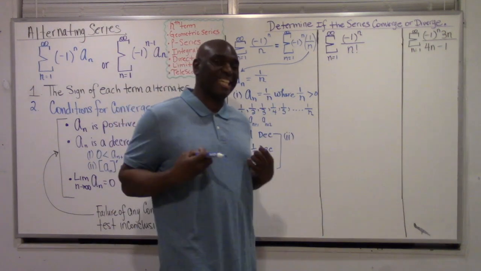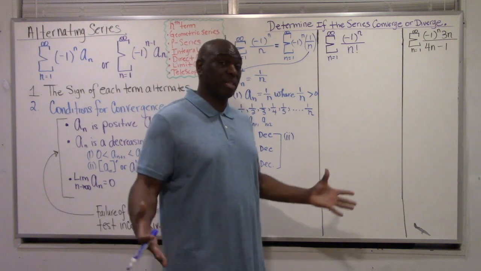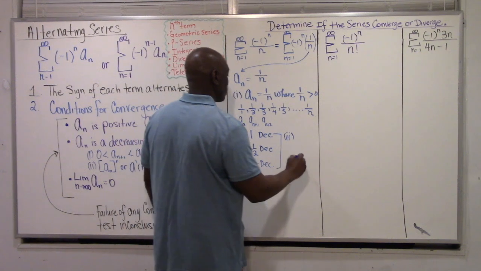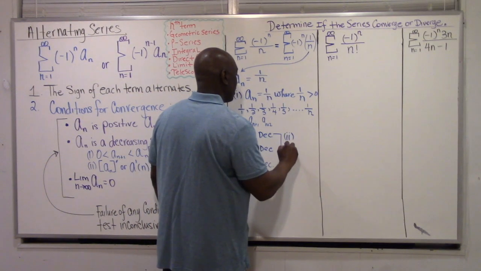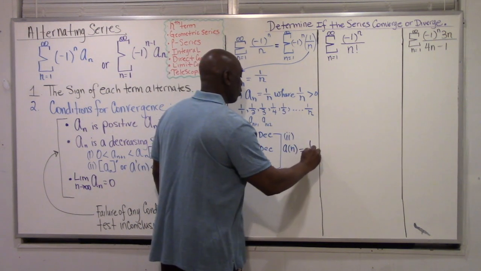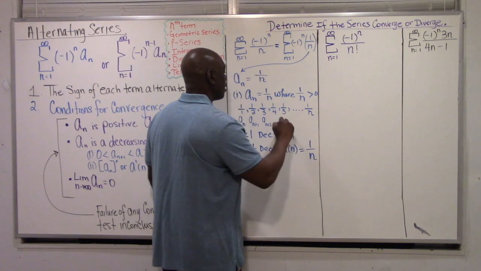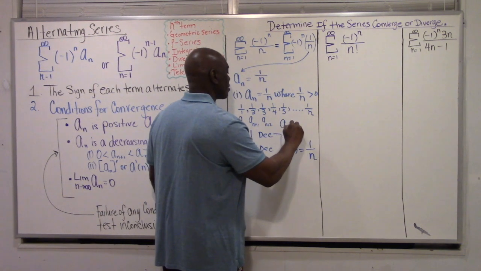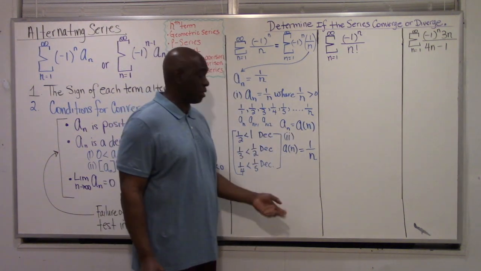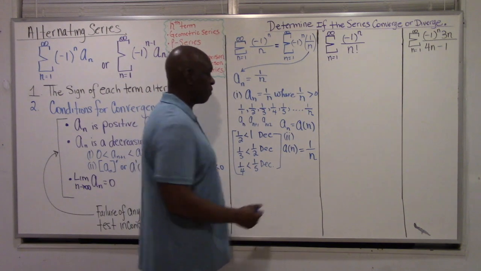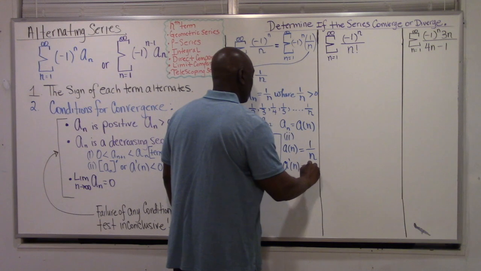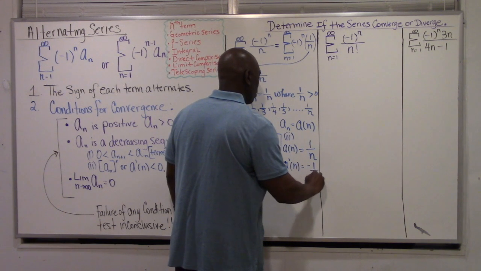If you wanted to use calculus to show that the sequence is decreasing, no problem. Take a look at a of n. That's another way to write it. A of n equals 1 over n. By the way, a subscript n is the same thing as a of n. They're the exact same thing, right? So a of n equals 1 over n. Take the derivative. A prime of n equals negative 1 over n squared.